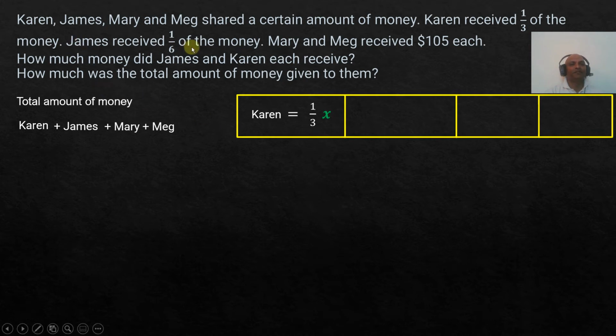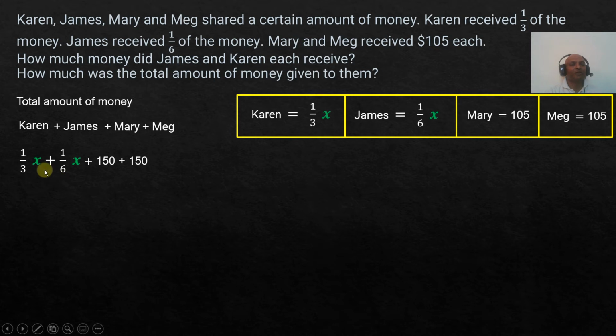And James received 1/6 of the money. So James is equal to 1/6 times X, which is the total amount of money. And Mary and Meg received $105 each. So Mary and Meg have got $105. So in this case, the total of all these is equal to X, which means Karen, who has got 1/3 of X, plus James, who's got 1/6 of X, plus Mary 105 and plus Meg 105 is equal to X, which is the total amount of money with all of them.